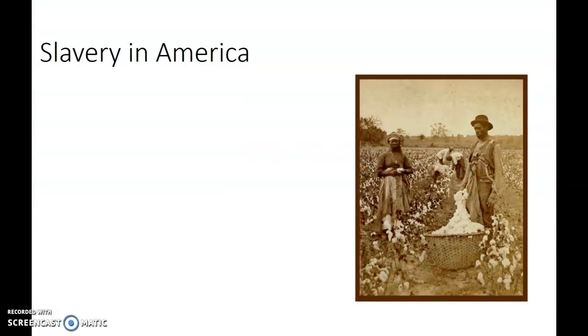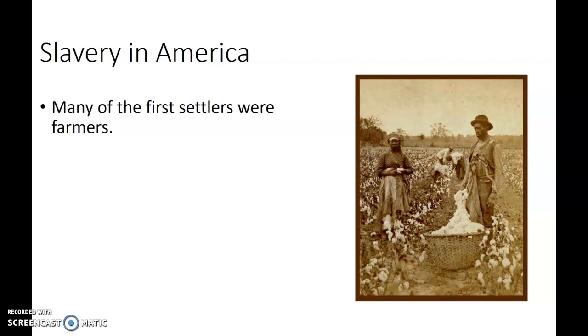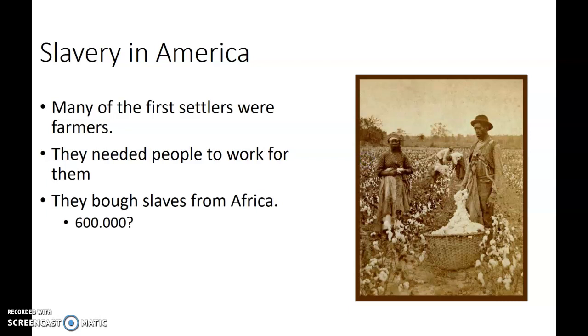Slavery in America. Many of the first settlers who came to what is now the United States were farmers, and they needed people to work for them. There weren't that many people in America at the time, and so they needed people from outside to come and work for them. And it was very good with slaves from Africa because they could buy them and then force them to work for nothing on their farms.